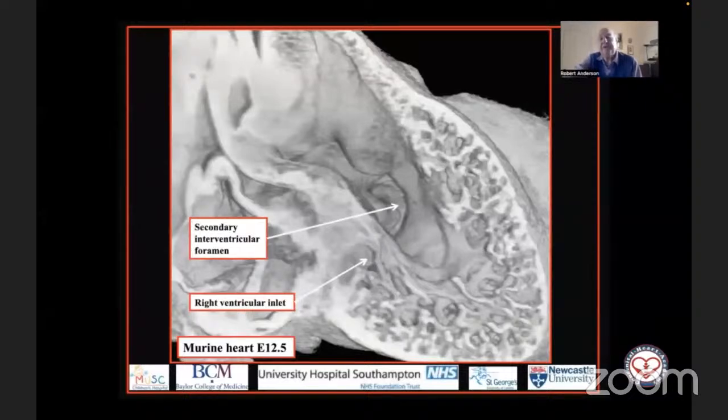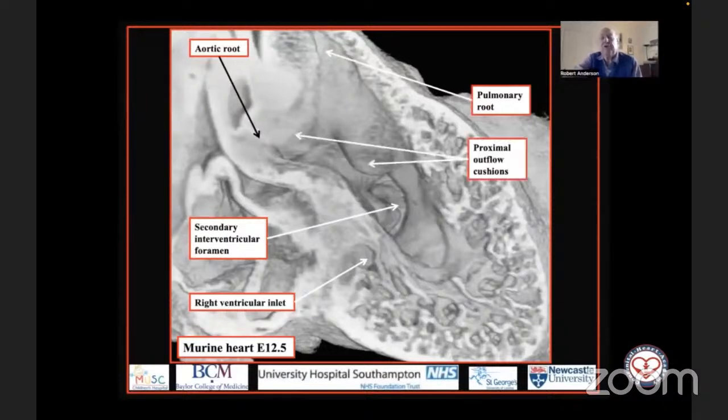But this data set shows you very nicely how both the pulmonary root and the aortic root are supported by the developing right ventricle. But we can see two other very important structures now. And these are the proximal parts of the cushions that are going to divide the outflow tract so as to produce the right ventricle and the subaortic outlet, the subaortic root. But at this stage, they're both supported above the right ventricle.